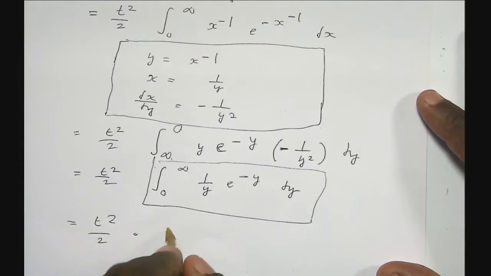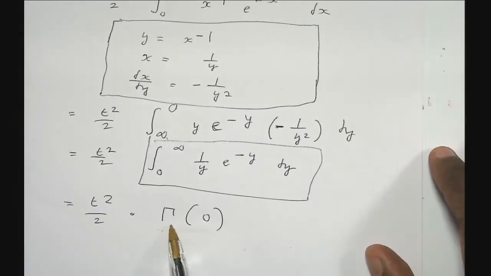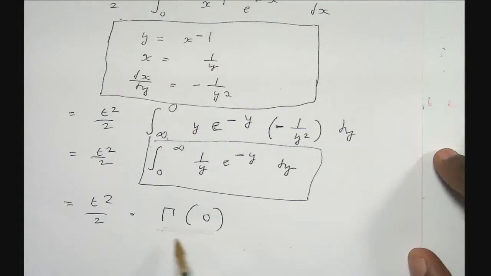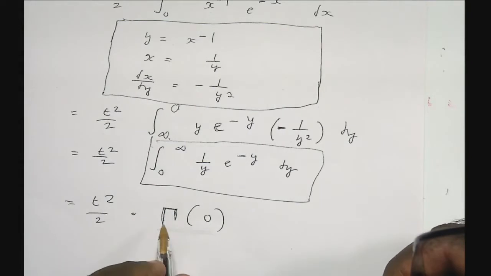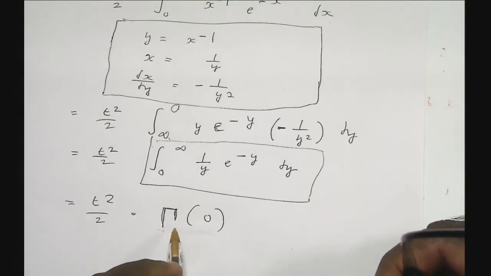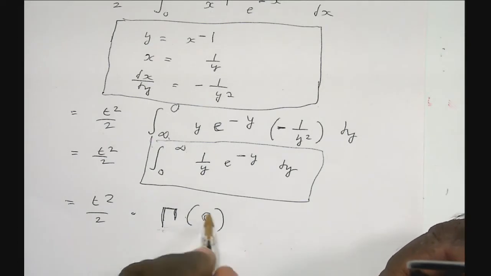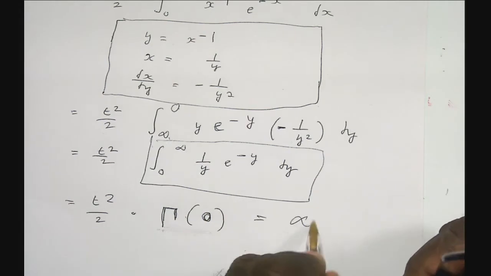Now this function here, I don't know whether you have come across it. Do you guys know this function? Have you seen this before? No? You haven't seen this function before? This is known as the gamma function. I will talk about it in the next hour, so don't worry. The gamma function at 0 is undefined, or is equal to infinity. So this is equal to infinity.